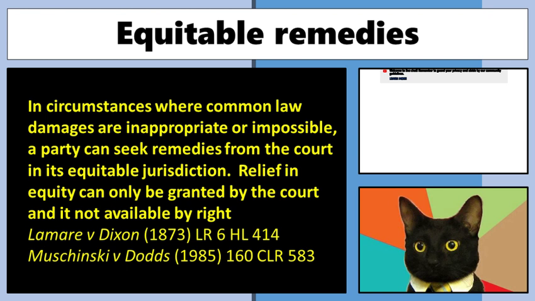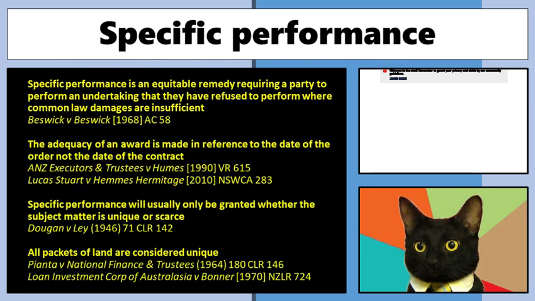I'd mentioned other things other than money. You can get things other than money in contract law. And again, only when money is not going to be an appropriate remedy. You can get these equitable remedies. You can only get them through the court. You do not get them by right. They are discretionary. And the first one of these is what we call specific performance.